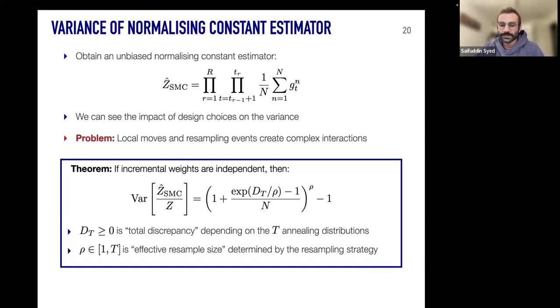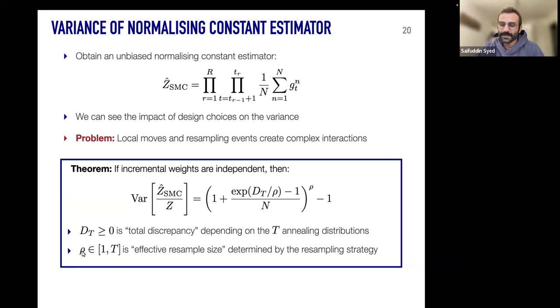In particular, you can show that under the assumption that all these incremental weights and complex interactions don't exist, the relative variance of the normalizing constant estimator satisfies this equation. There are three letters worth looking at here. N, remember, is the number of particles. There exists some number D of T, which I'll talk about later. But this is in some sense the total discrepancy between the reference and target. It only depends on the annealing distributions.